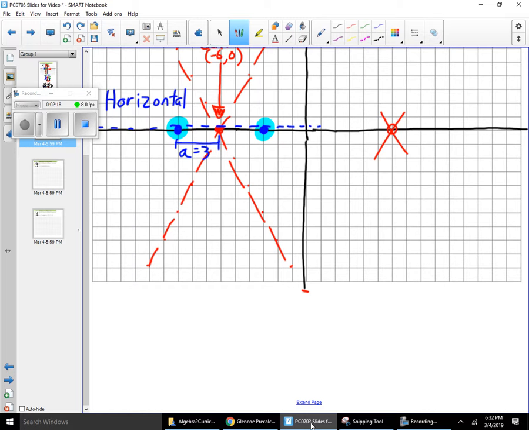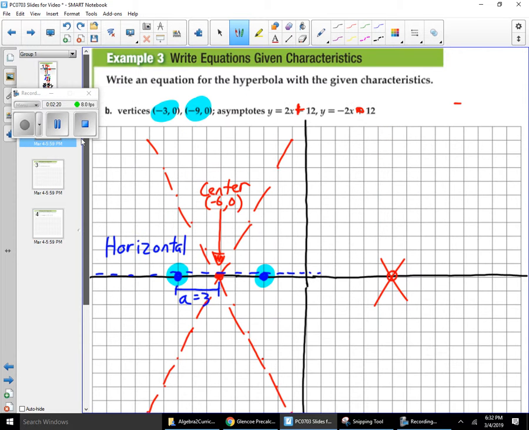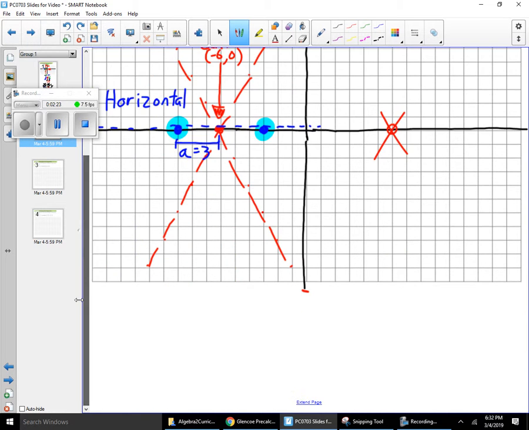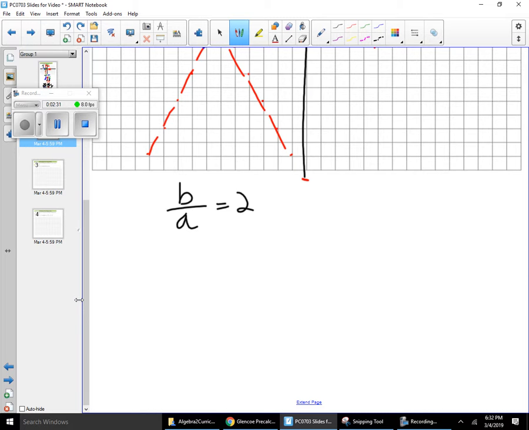So I was given the asymptotes. I like to work with positive numbers here, so I'm going to use the positive 2. So b over a is 2. Again, you could do the same thing with the negative values. I like working with positive numbers. So b over a is going to be 2, and we know our a value. A was 3.